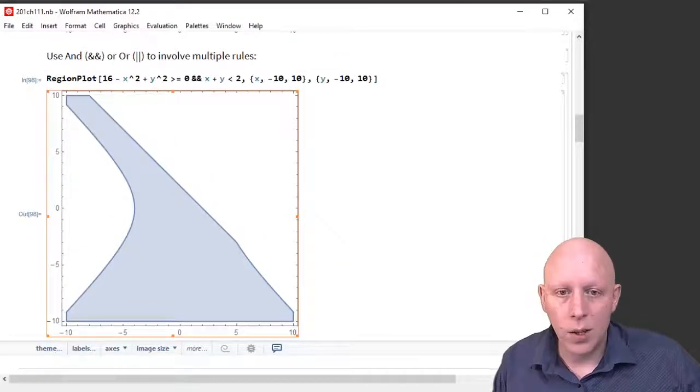All right, so let's stop there. And next time we're going to talk about understanding functions using their level curves.